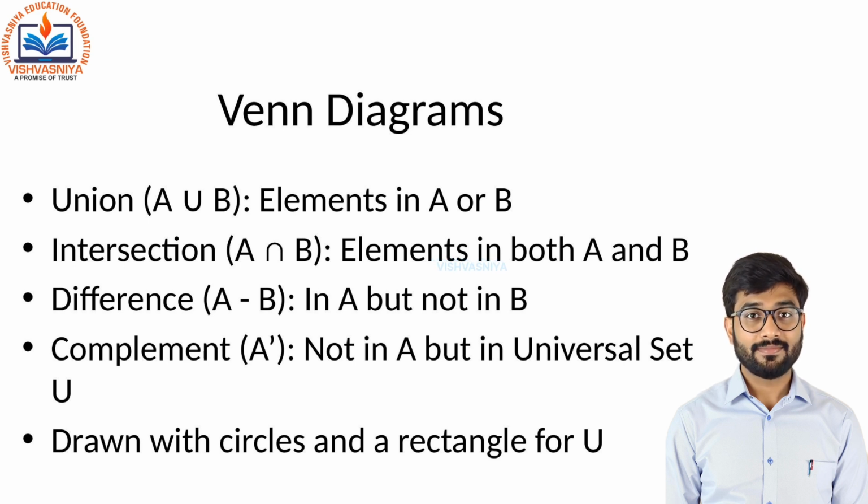Difference of sets. We say A minus B when we are referring to the elements that are in set A but not in set B. It is written as A − B. Complement of a set. We say complement of A when we are referring to all the elements that are not in set A but are in the universal set. It is written as A′.